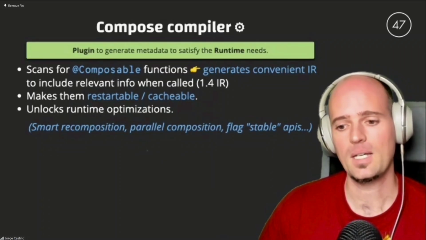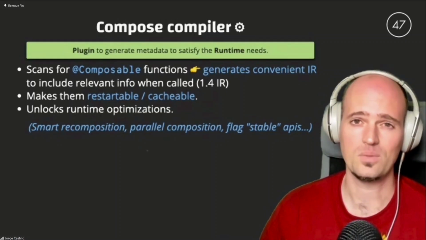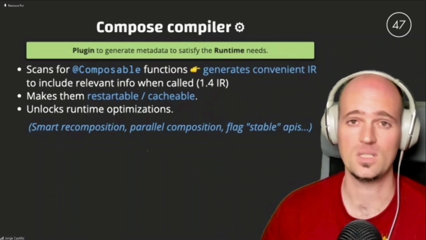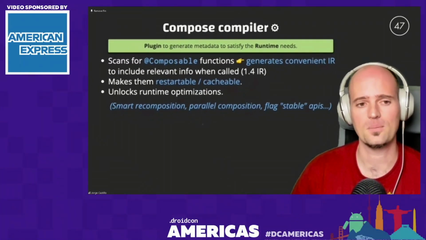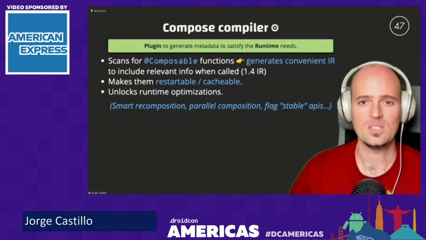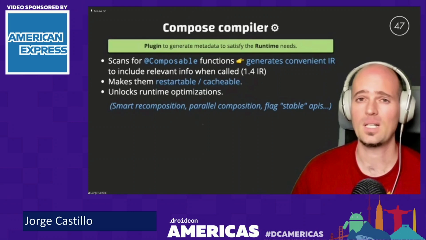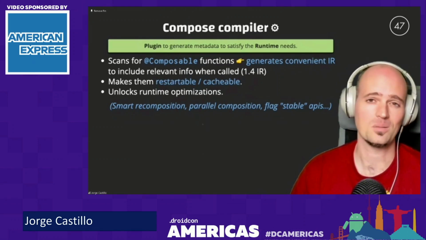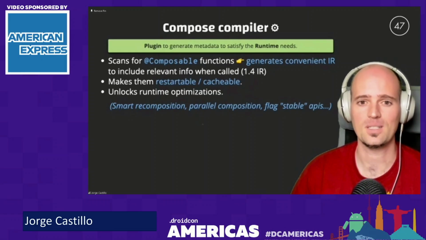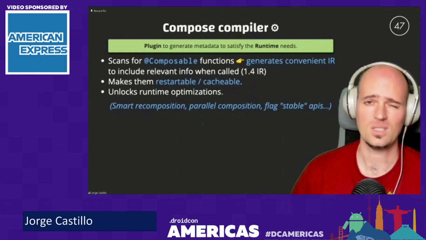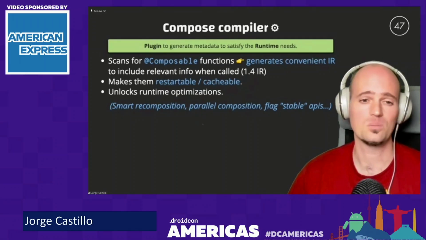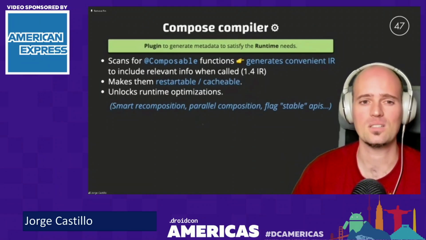So the idea is that those functions are somehow going to become restartable and cacheable. That is something that will be leveraged by the actual runtime later on. Some of these optimizations can be smart recomposition, which is possible thanks to how the field is prepared by the compiler plugin, and also because they are restartable functions, you have the chance to decide what to do with the composition: skip recomposition, even offload composition to different threads or parallelize compositions. That's a potential future optimization that could also happen.